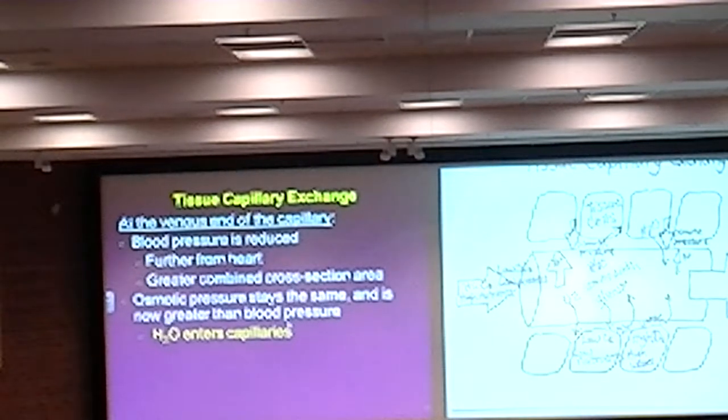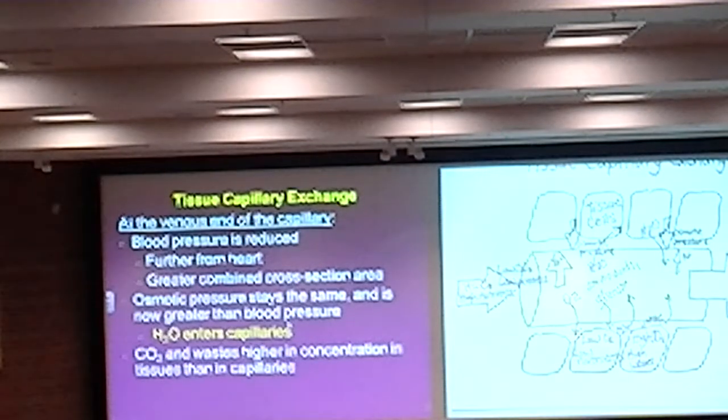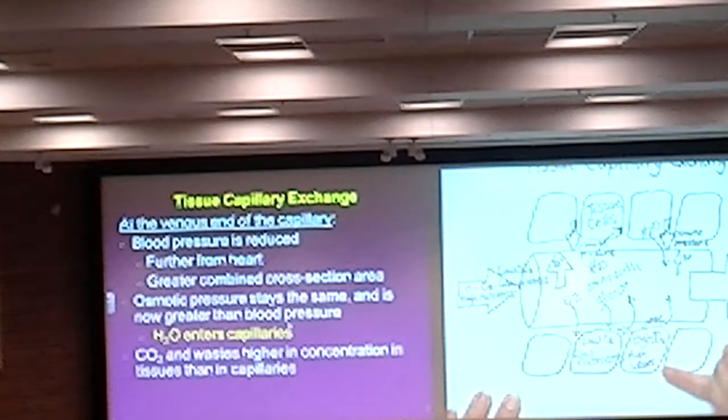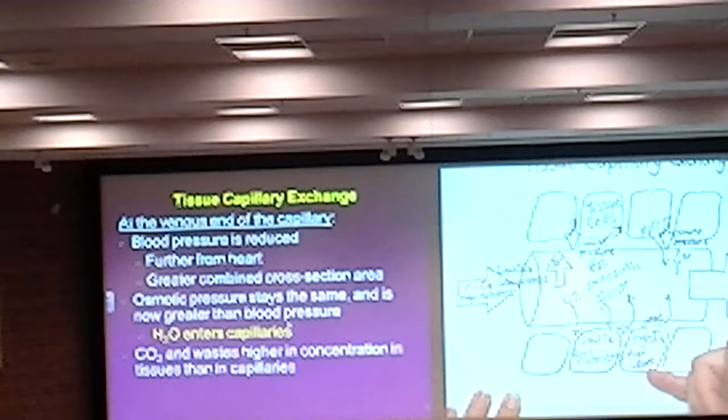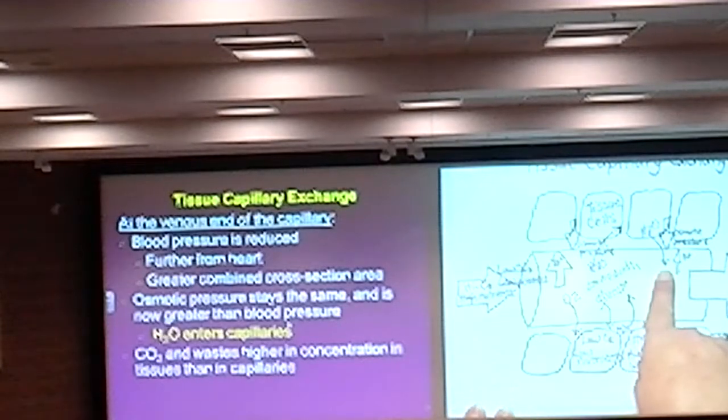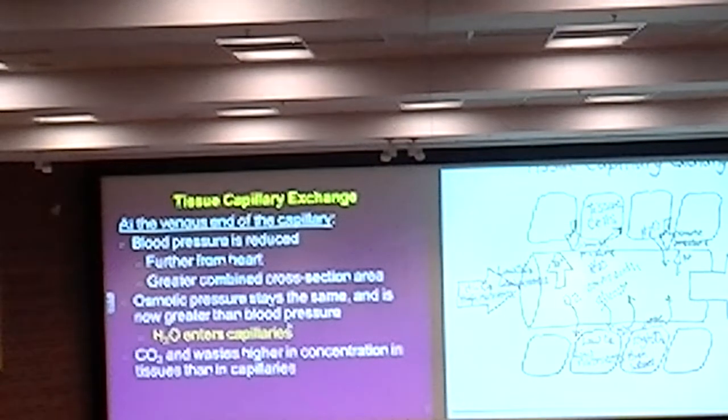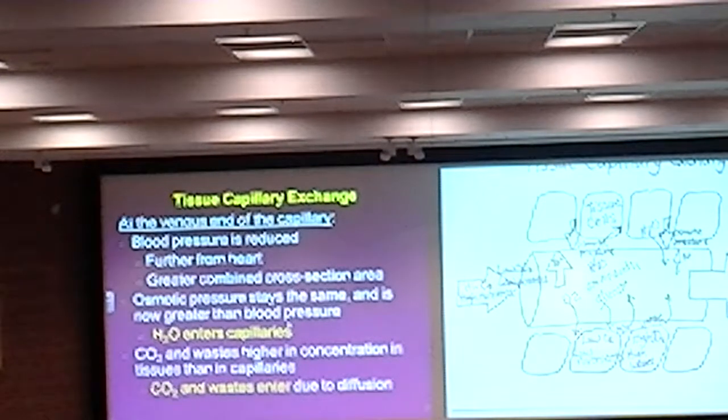At the same time, we talked about how you've got more carbon dioxide and wastes built up in the tissues here and less in the bloodstream, and those things enter into the bloodstream and get picked up, and eventually they're going to go on back to the heart and lungs and so forth to be gotten rid of. Okay? So carbon dioxide and wastes enter due to diffusion. Either straight diffusion in the case of carbon dioxide or facilitated diffusion.